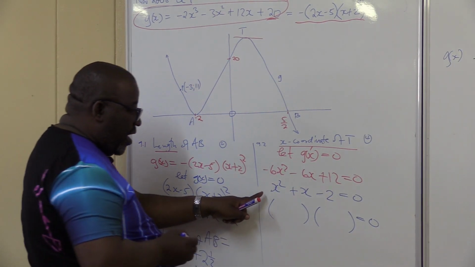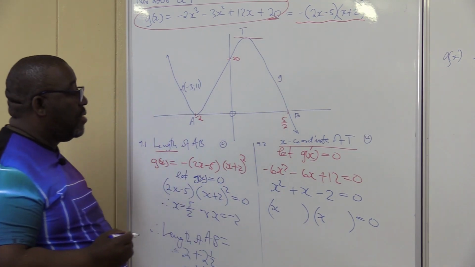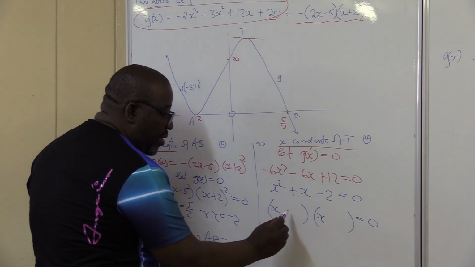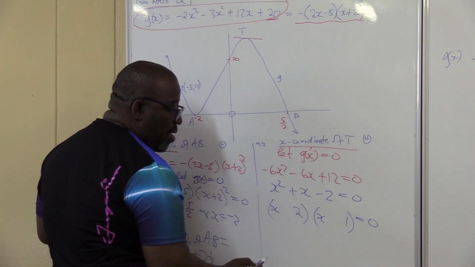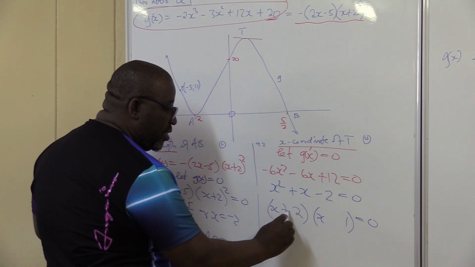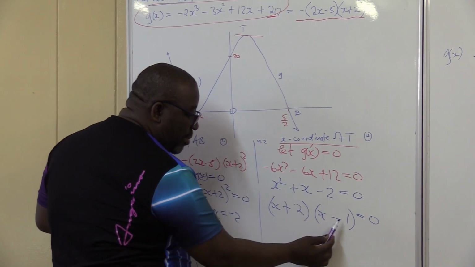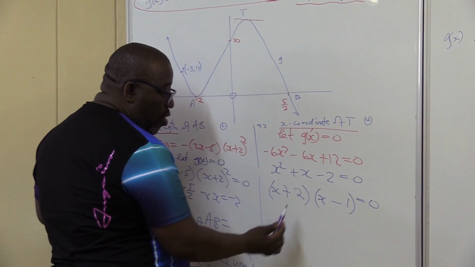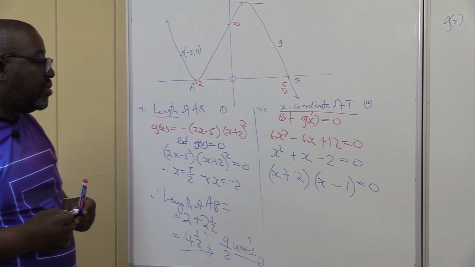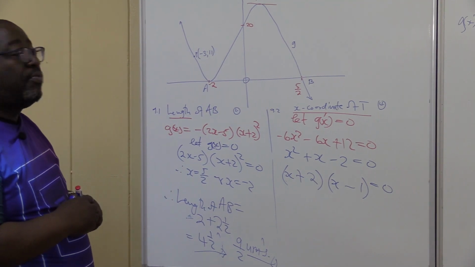What are the factors of x squared? It is x and x. Now we're looking for factors of 2 that will give us 1. That is 2 and 1. Because this one is positive, the bigger number between these 2 must be positive, the smaller number must be negative. So that when we say positive 2 times -1, we get that one. When we add these 2, we get that one there. That's how you factorize.